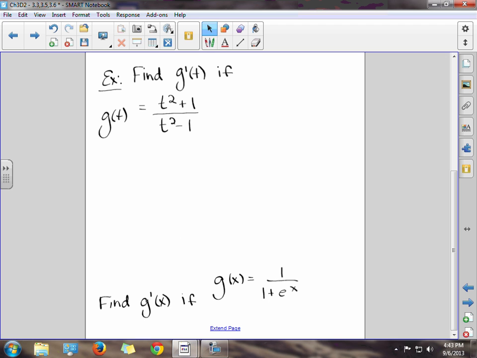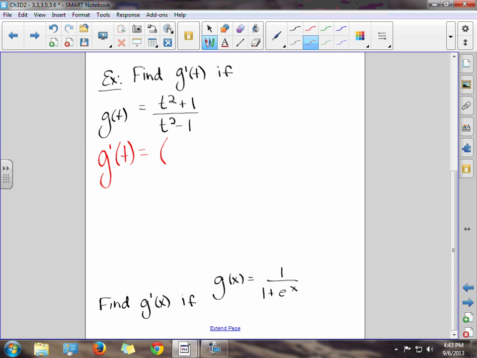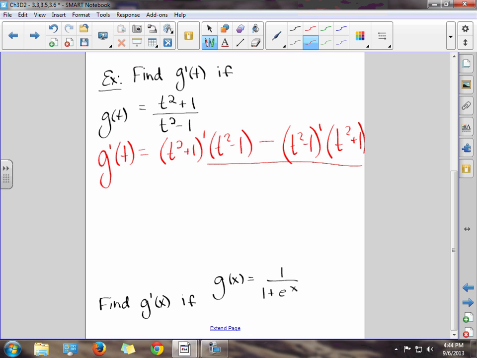Okay, so we have this right here. We have a function on the top and a function on the bottom. So our g prime of t is going to be the derivative of the top. So we'll do t squared plus 1 prime times the bottom, t squared minus 1, minus the derivative of the bottom, t squared minus 1 prime times the top, all divided by the bottom squared. Alright, so now let's actually take those derivatives and clean everything up.